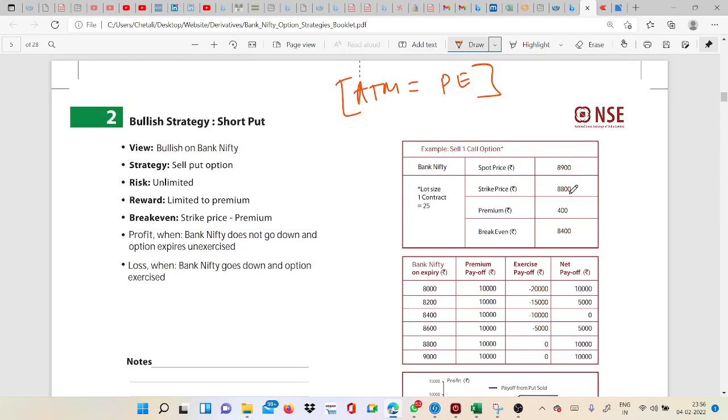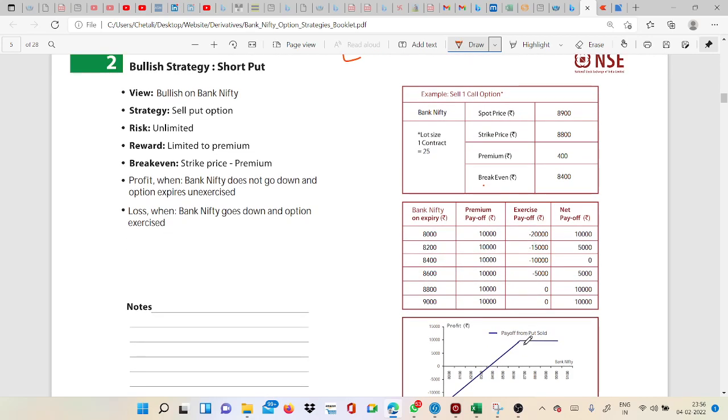Spot price, strike price, premium 400, break even at 4,000.